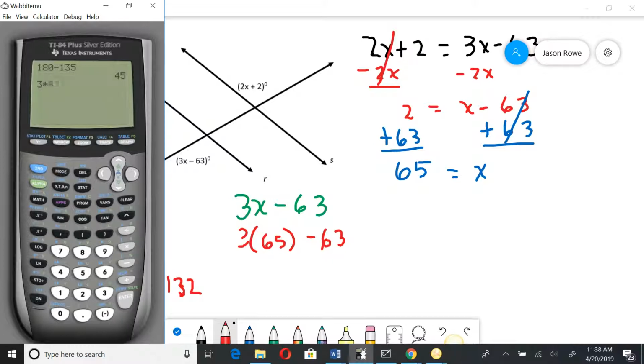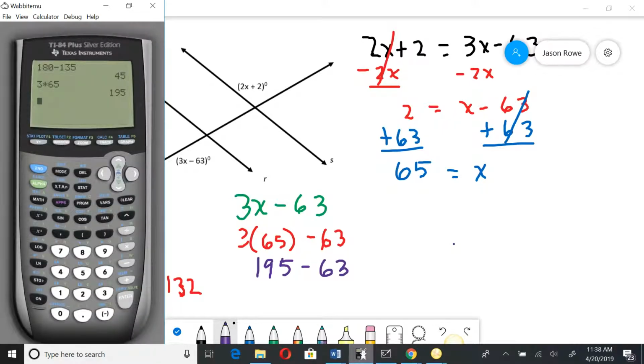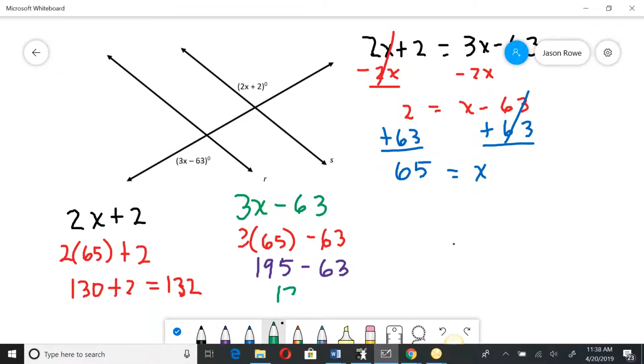3 times 65 is 195. So we got 195 minus 63. And again, don't be afraid to use that calculator. And look at that, 132. So I do get 132.